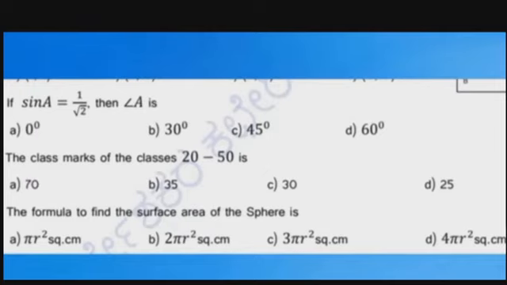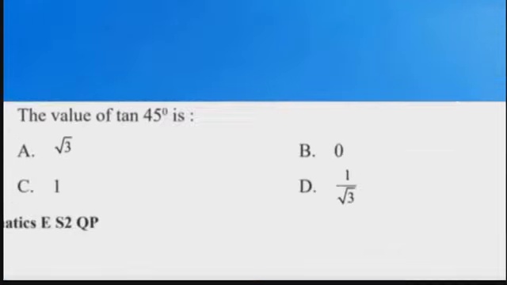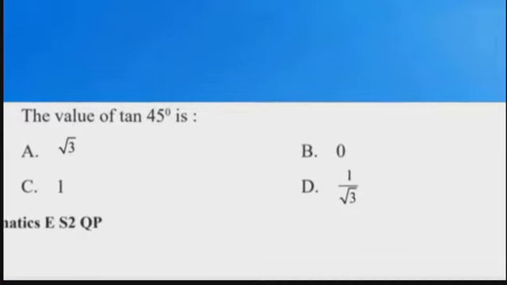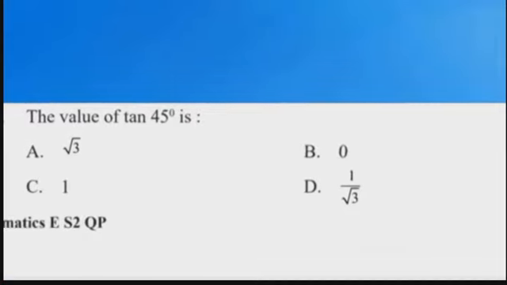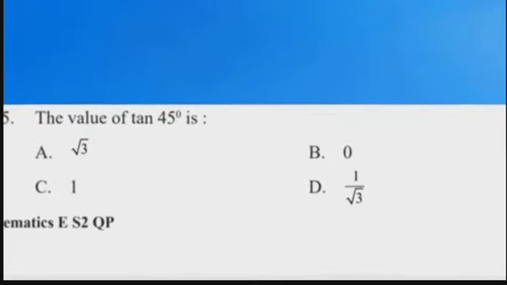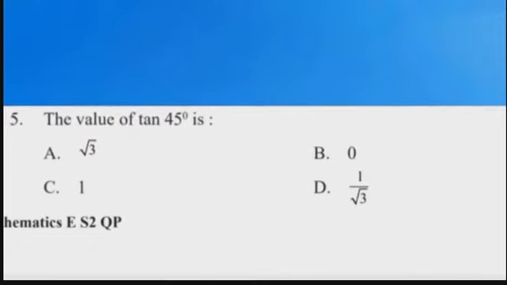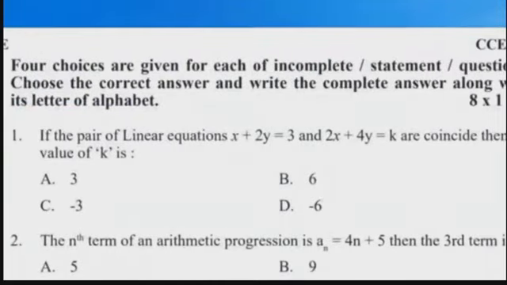The formula to find the surface area of the sphere is 4 pi r square, children. So which option is right? The D option is correct, 4 pi r square. Now we'll move on to the next problem. The next question is the value of tan 45 degree. I have said you need to remember the trigonometric values table, right? So the value of tan 45 degree is 1. Which option is right? The C option is right, children.